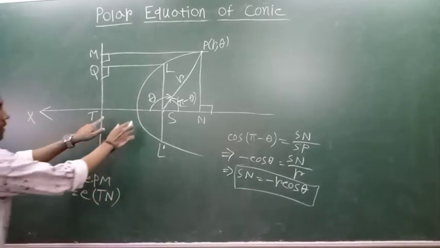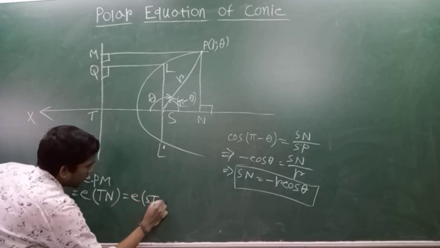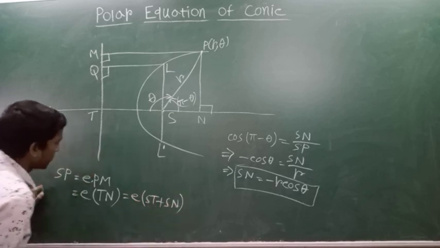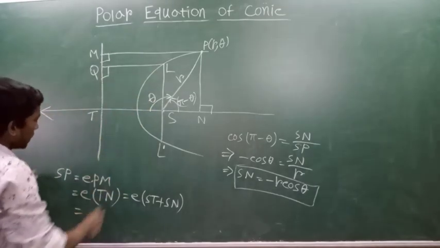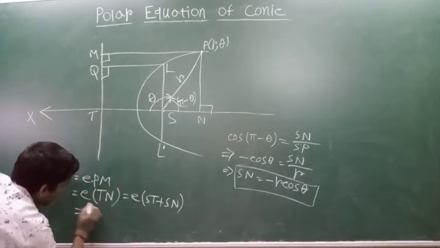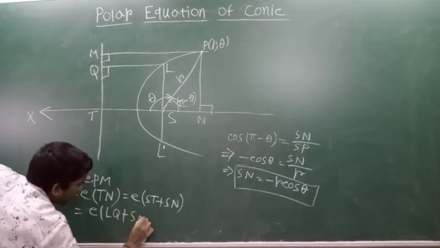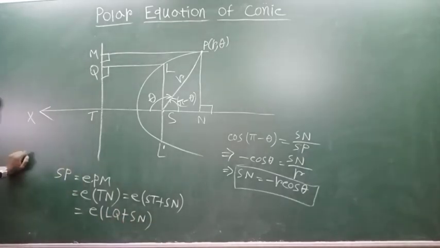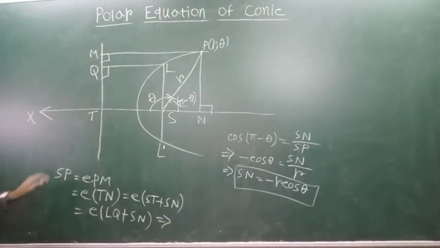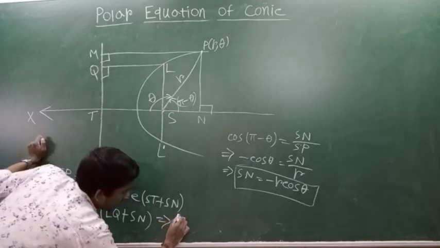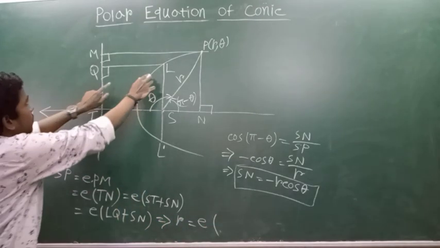And Tn is St plus Sn, so this is equal to E into St plus Sn. St means this distance LQ, so LQ E into LQ plus SN. Now this implies SP means this distance R, radius vector R is equal to E into LQ.